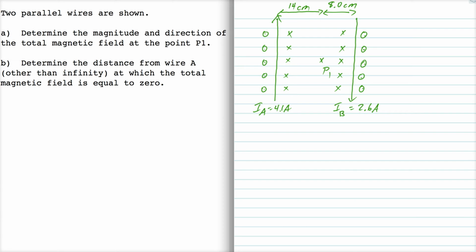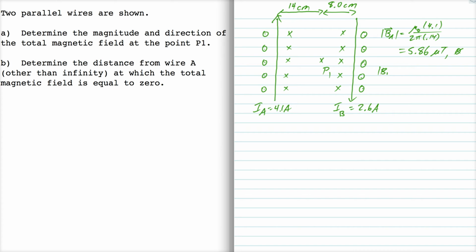So the magnetic field at P1 is going to have two contributions that are both into the page. So we're just going to add them up. We don't have to subtract or anything. It's just a matter of determining the magnitude of each magnetic field. For A, that's mu naught times 4.1 over 2 pi times 0.14. So that's 5.86 microtesla into the page.